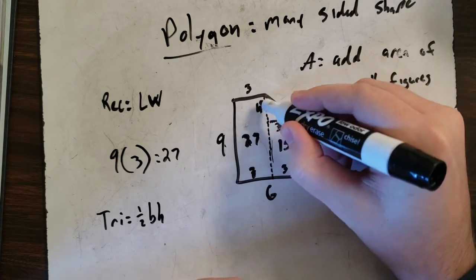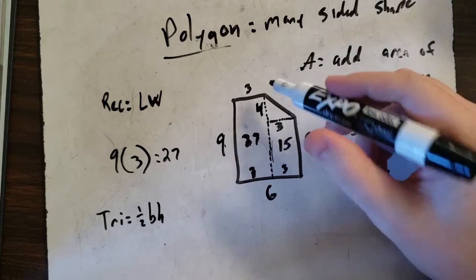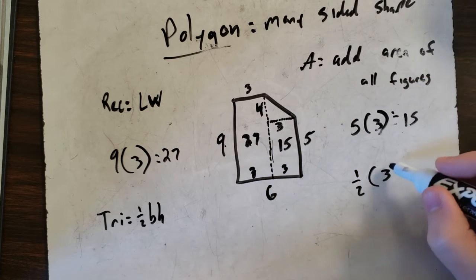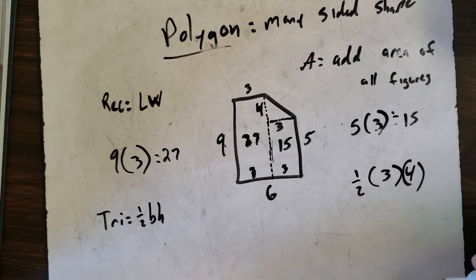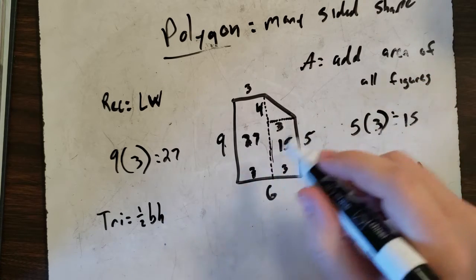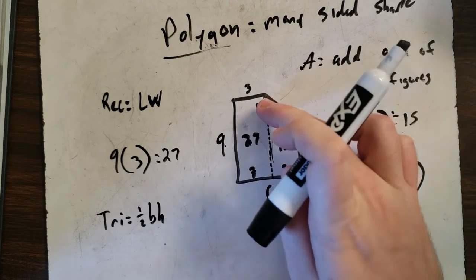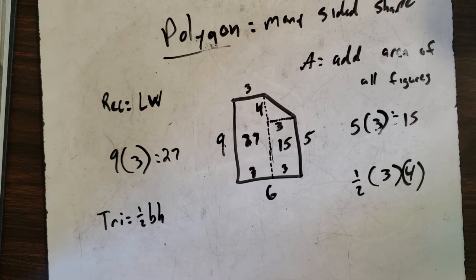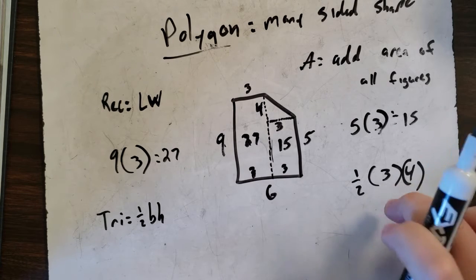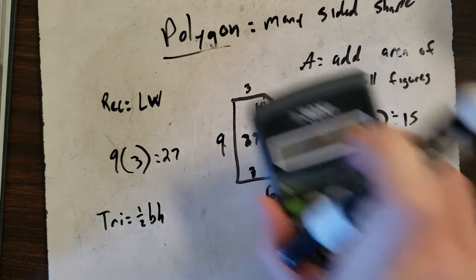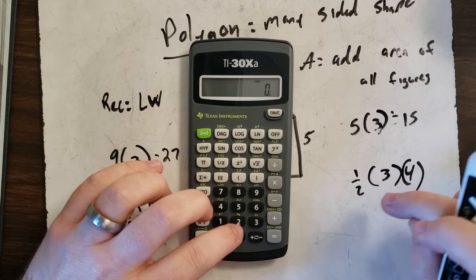4. So this is 4 here, and 3 here. The whole side is 9. We have 5. How much is left? 4. Because 4 plus 5 equals 9, okay? Now, do the math. 1/2 base times height. So, if you want, calculator.